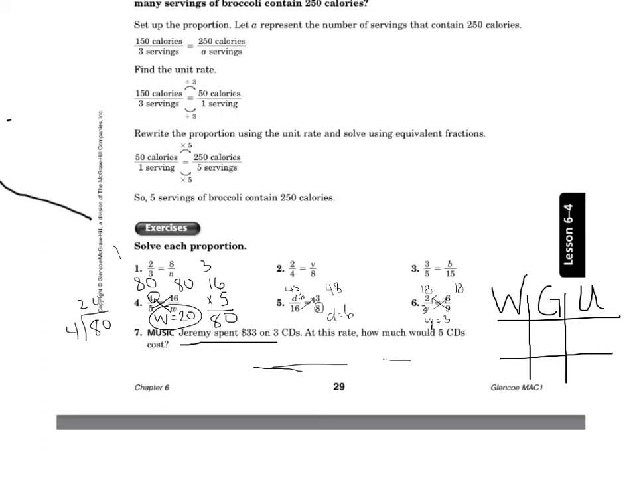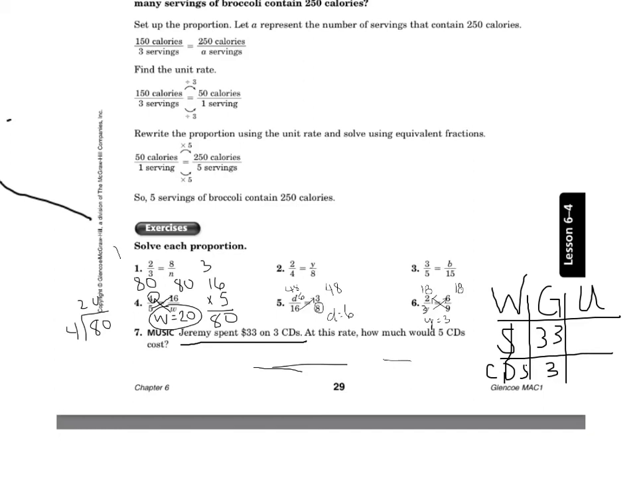So in your notes, set up a tic-tac-toe table, WGU, and then here's the first statement. He spent $33 on 3 CDs. Look for the number 33 what? $33. So dollars is our first word, and then 3 what? 3 CDs. That is our second word. Okay, CDs. Okay, how many dollars? 33. How many CDs? 3.